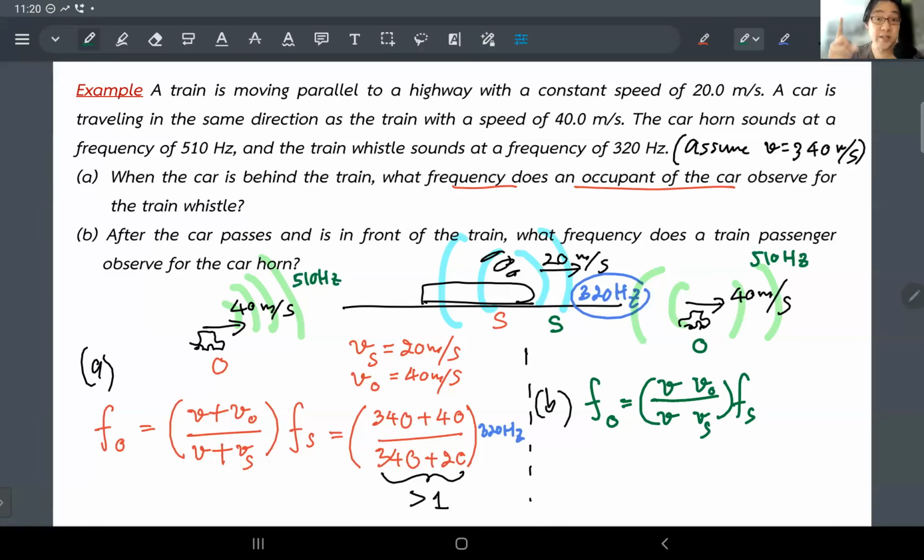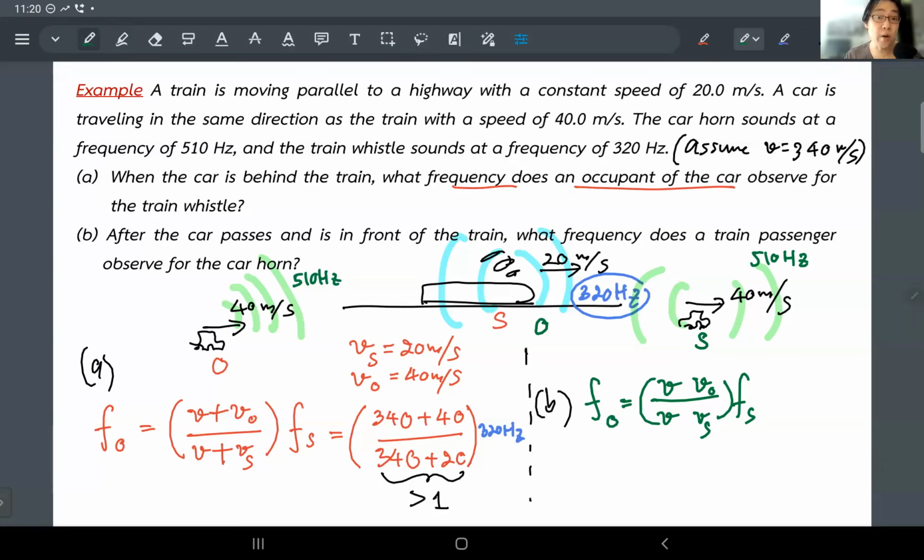Now your observer is the car. The car is going away. Is that right? Why? It's observer. Wait, I think I got this backward. Sorry, guys. They say, what frequency does the train passenger observe? So this is an observer here. Okay, sorry. My bad. Here we go. And the source is now the car. Okay, cool. So now the observer is the train.